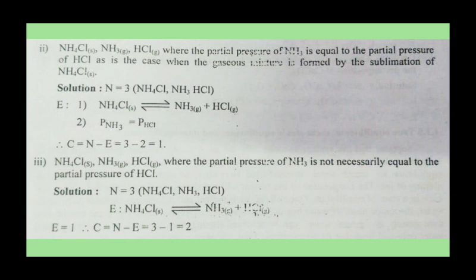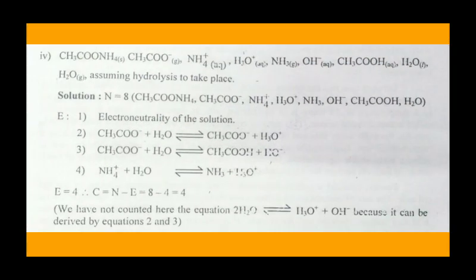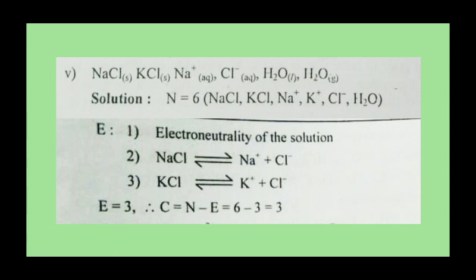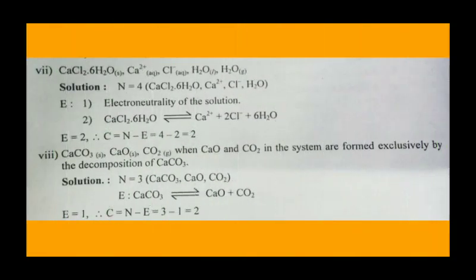These are some more examples. With the help of these examples, you can learn easily. This is also an example of calculating degree of freedom. See here, calcium chloride, water molecule, Ca2+, Cl−, H2O gas, H2O liquid: 1, 2, 3, 4, 5.